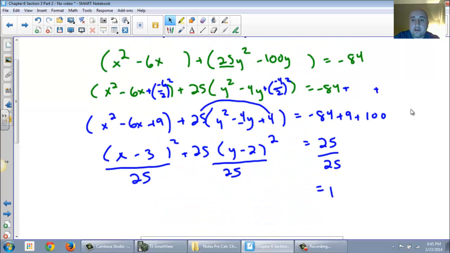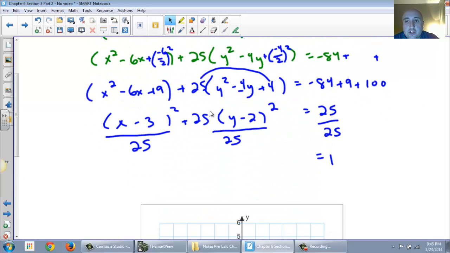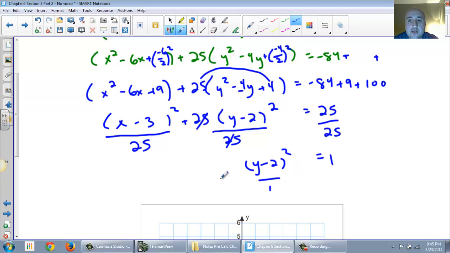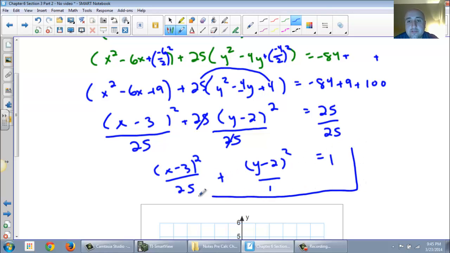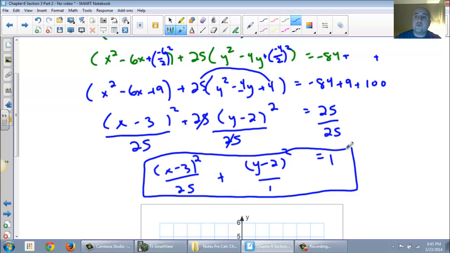All right, so let's see what we have here. Notice 25 divided by 25 is 1, so that goes away. So I'm left with y minus 2 squared over 1, put a 1 there, plus, and then I don't have anything to cancel out with the 25 here, so I have x minus 3 squared over 25. And there it is. There is my ellipse formula. Okay, so we should be able to now label everything that we know.